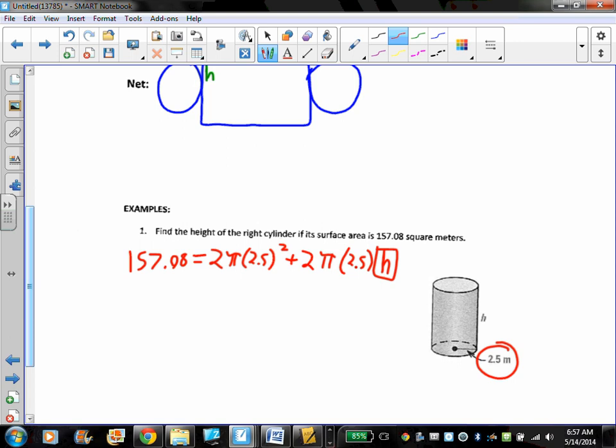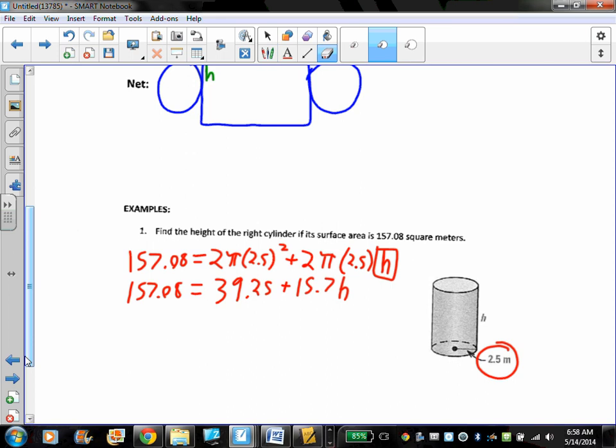So let's clear some of these numbers up by doing a little bit of multiplication, make things a little bit nicer for ourselves. First of all, we should probably figure out what 2 pi times 2.5 squared is. So this is where your calculator will come in handy. And I end up getting about 39.25 for that. I use 3.14 for pi. Plus, let's figure out what 2 times pi times 2.5 is. So we get 15.7h equals, and we still have 157.08 over here.